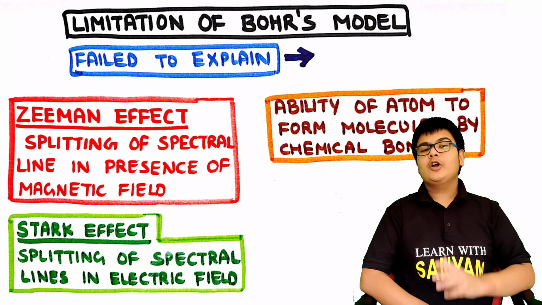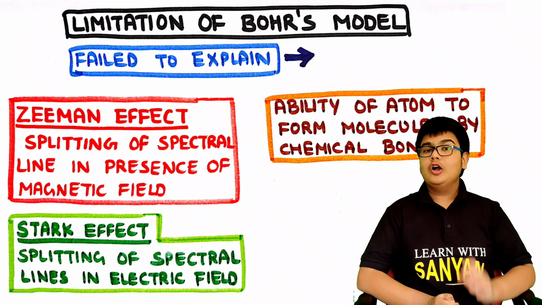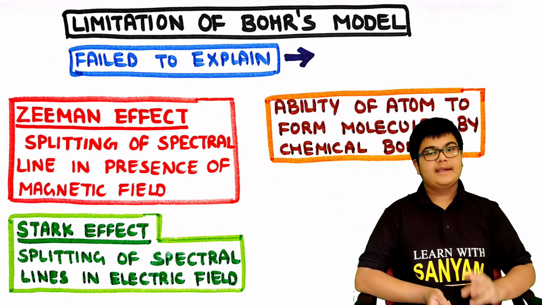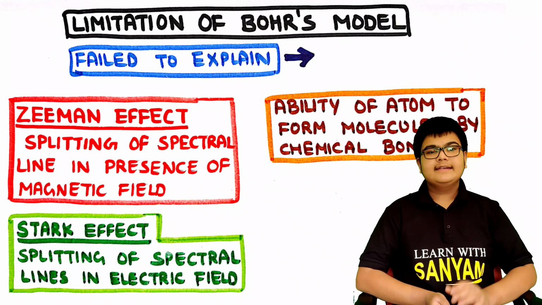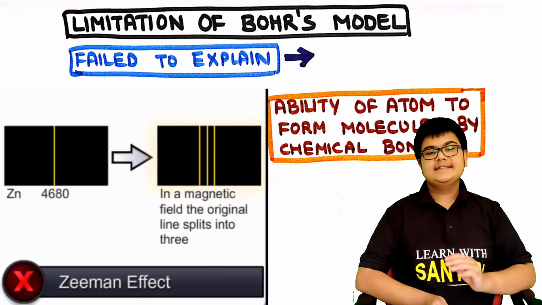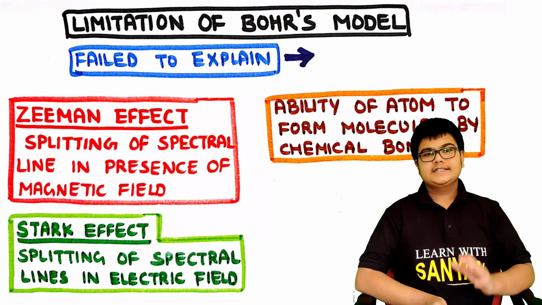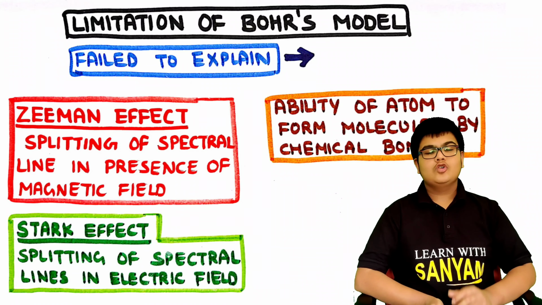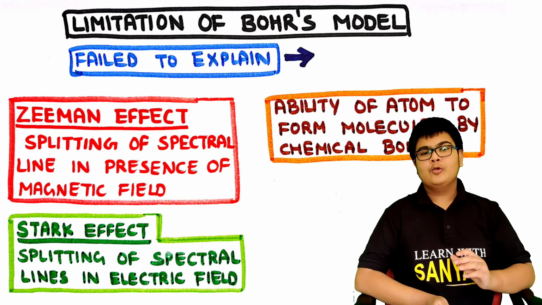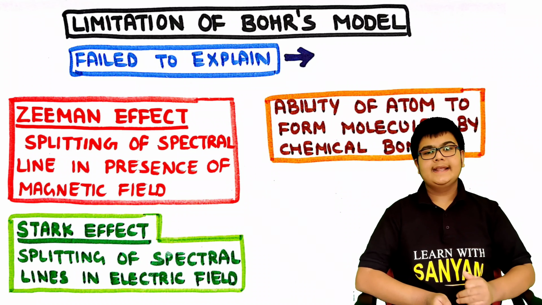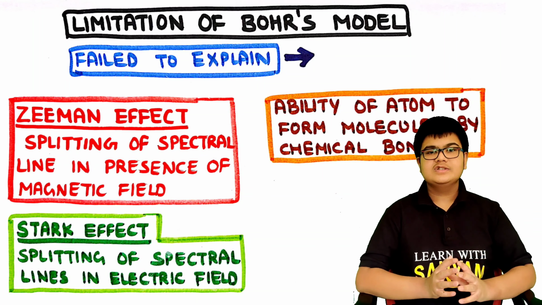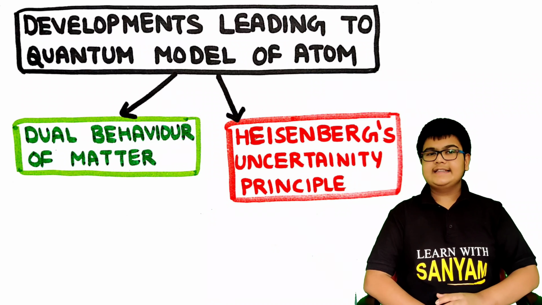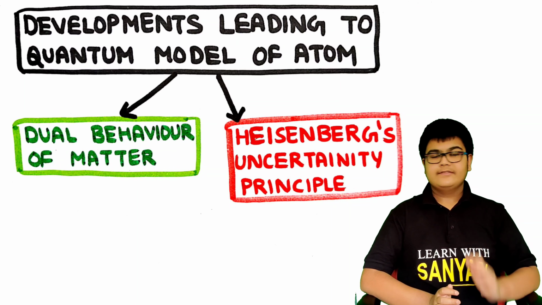But again, Bohr's model had many limitations. It was not able to explain the Zeeman effect, the Stark effect, and the formation of chemical bonds. Zeeman effect is the splitting of spectral lines in the presence of magnetic field, and Stark effect is the splitting of spectral lines in the presence of electric field. All these things could not be explained by Bohr's model. And also it failed to explain the ability of atoms to form molecules by chemical bonding. So due to these limitations, we can say that Bohr's model of atom has failed.